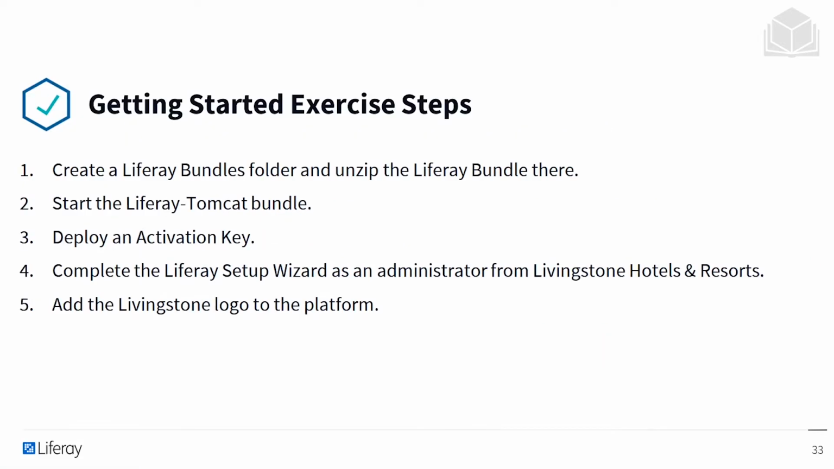the platform. The first step of this exercise is to create a Liferay Bundles folder and unzip your Liferay bundle there. Then you'll navigate to your unzipped bundle and start Liferay. Once Liferay has started, you'll deploy your activation key. Then you'll open a web browser, navigate to Liferay, where you'll see the Liferay setup wizard. You'll complete the Liferay setup wizard to create an administrator account for the Livingston Hotels and Resorts organization. Lastly, you'll sign in as the administrator you set up and add the Livingston logo to the platform.